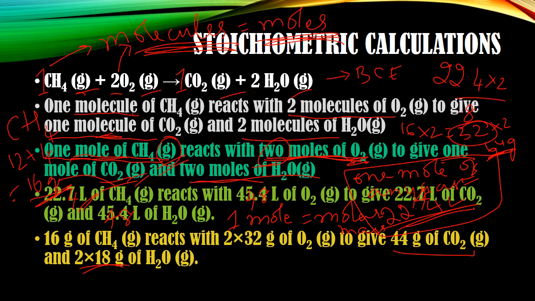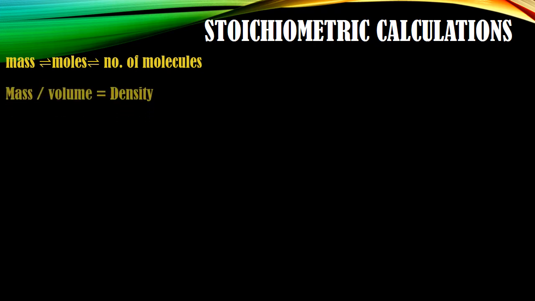So there are a lot of interconversions happening here. By knowing one, we can convert it to other things. If we know moles, we can convert it to mass. If we know moles, we can convert it to volume, if it is in gaseous state, and we can also calculate the density. So you need to be clear with these interconversions when you have to do stoichiometric calculations.